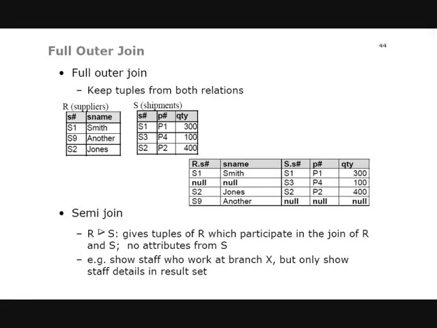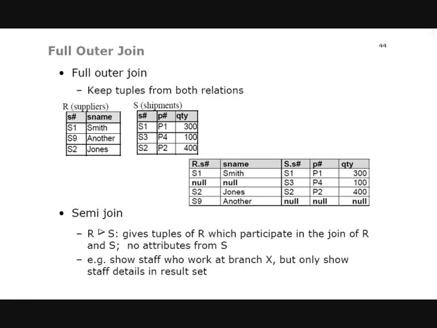An additional join is the semi-join, which is specified as R semi-join S, and that is going to give you the tuples of R which participate in the join of R and S. So it's going to be like an inner join, but they will not return any attributes from S. So it only returns the attributes from the first relation. Okay? And it returns those where there is a match.